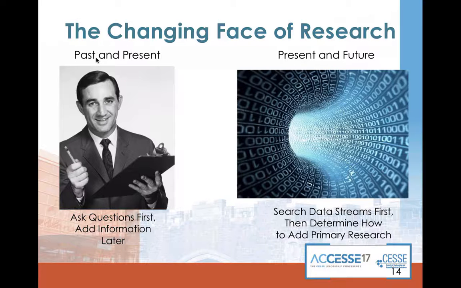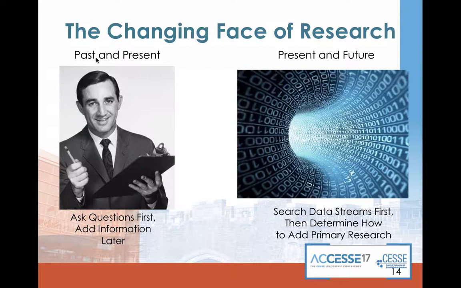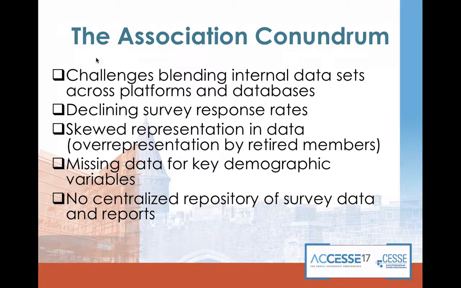So if this is the model, what does that mean for associations? Then I'll get to the next slide, is that you kind of need to think about restructuring how you do research and how you think about doing more strategic surveys. You need to get all the information out there sort of in a centralized location, and from there be able to survey your members or your possible members or what have you.